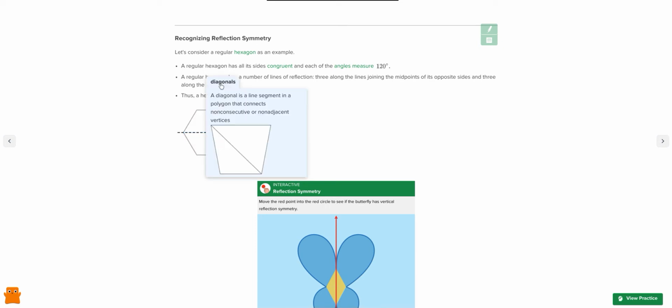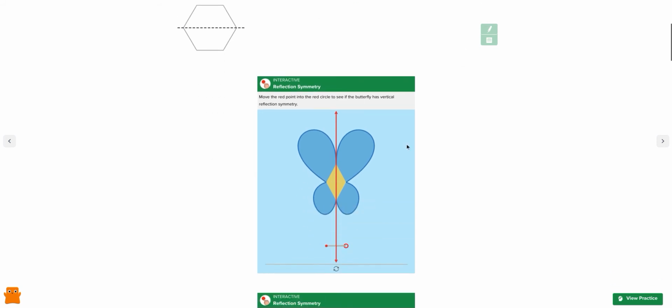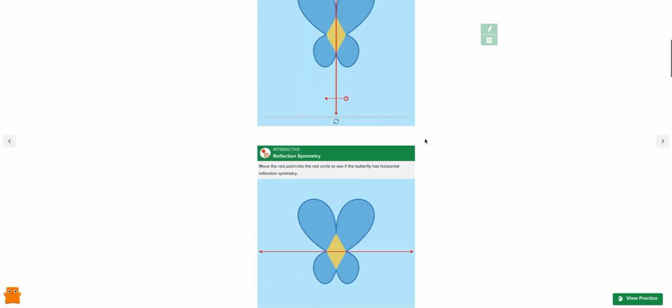Cool. So we can take a look at this. This is just an interactive thing. You can see the line of symmetry here, how it maps directly onto it as it reflects across there. And so this butterfly, if you will, has a line of symmetry going right down the middle of it, so center point.